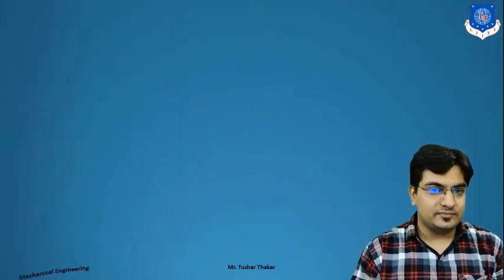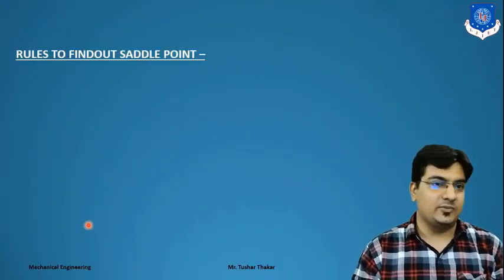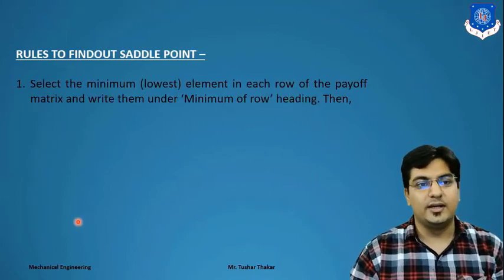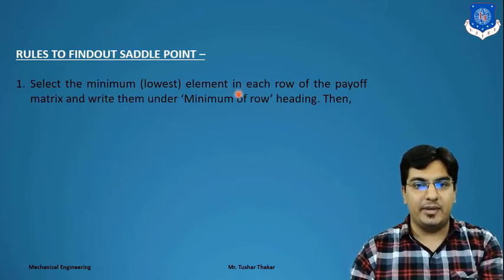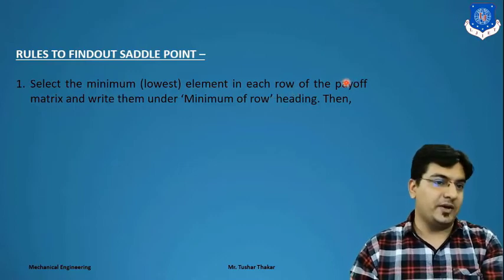So let's see the saddle point. What is a saddle point? The rule to find the saddle point: first, select the minimum element in each row of the payoff matrix.